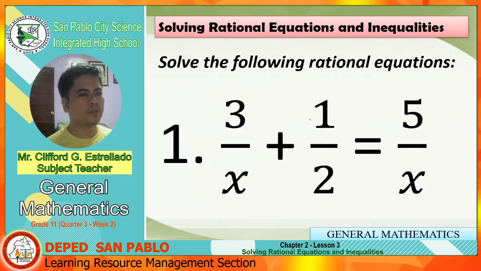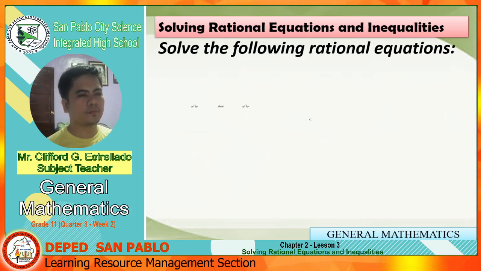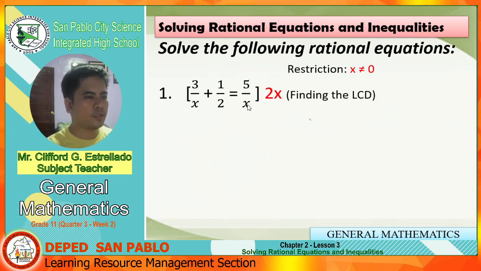So example number 1: 3 over x plus 1 half is equal to 5 over x. As you can see here in our denominator, we can get our restriction, because restrictions are values that should not be part of our solution. Okay? So in this case, we will equate x to 0, so x is equal to 0. So our restriction is that x should not be equal to 0.